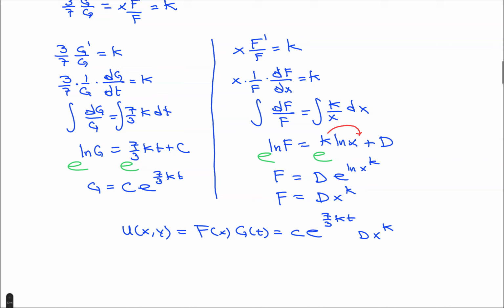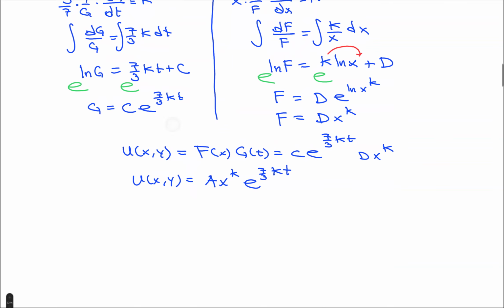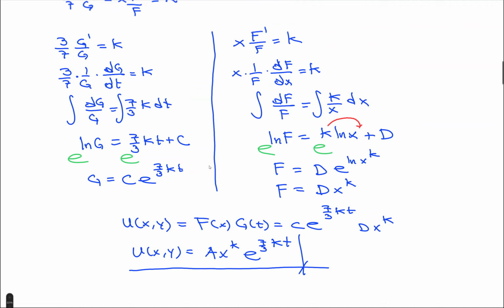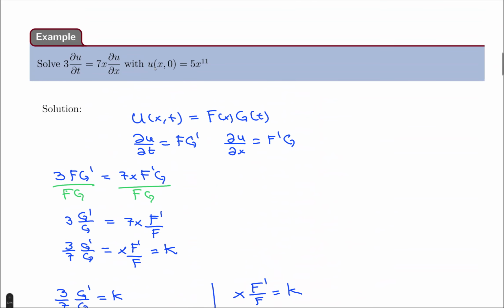And again, you might want to absorb these two constants c and d. That is u of x, t equals a. This time I'm going to start with the x first, x to the k times e to the 7/3 k t. And this is our general solution, right? So now we will find the particular solution subject to the condition, again, given at the top. U of x comma 0 equals 5x to the 11.